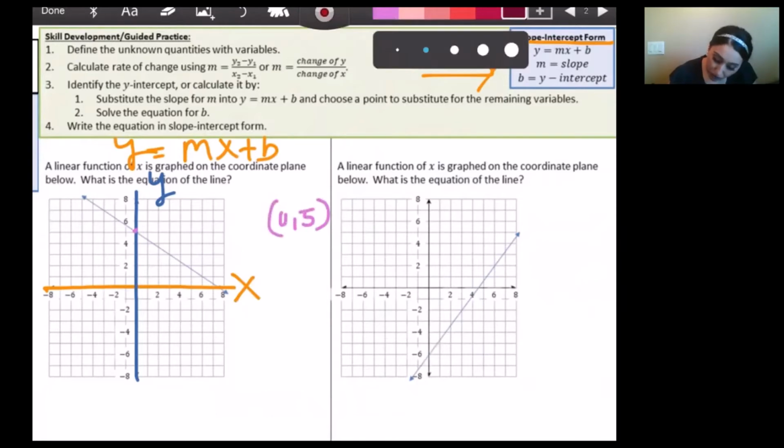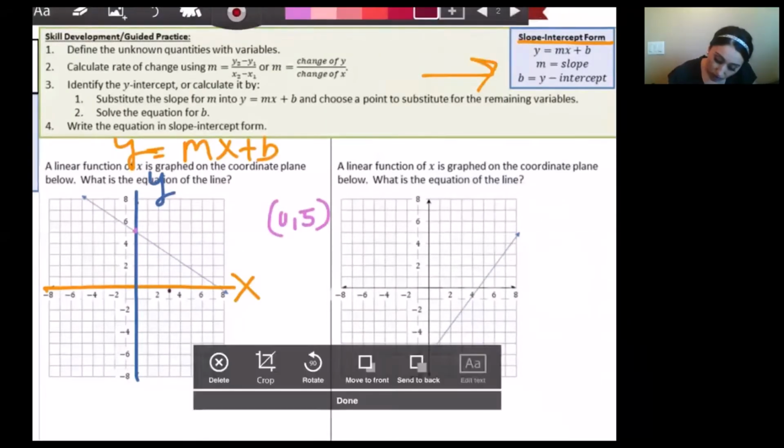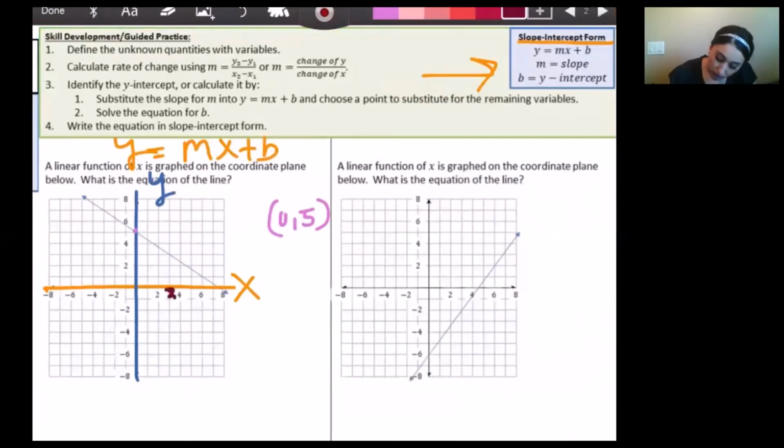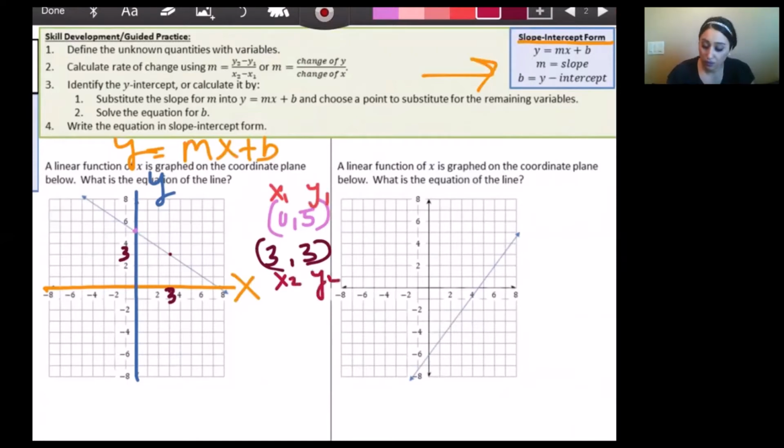Next, I am going to choose in between 2 and 4, which is 3. Sorry, guys, 3 and 3. I'm going to label my first ordered pair x1, y1, and my second ordered pair x2, y2. I'm going to sub it in.